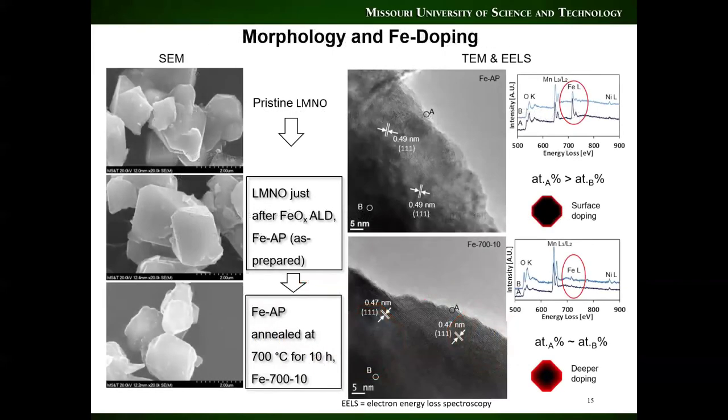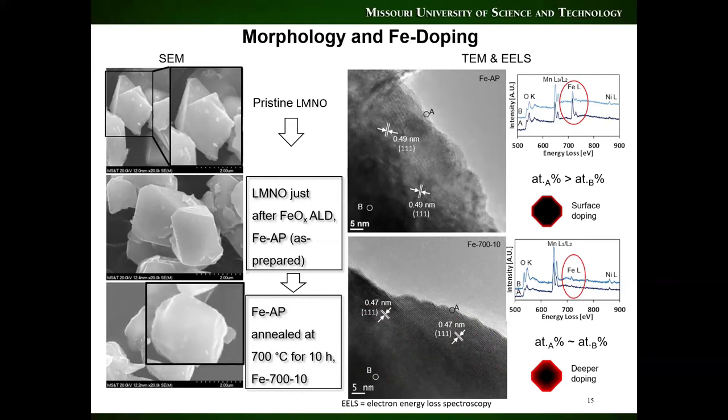On the left-hand side, from the SEM images, we found iron oxide ALD didn't change the morphology of the LNMO, while after post-annealing, it changed, which is related to a structure transition. And on the right-hand side, the EDS results showed us, before post-annealing, the as-prepared LNMO after iron oxide ALD, the Fe-LNMO, at the surface A region has a higher intensity of iron than the interior B region, suggesting the iron was doped into LNMO but remained mainly at the surface.